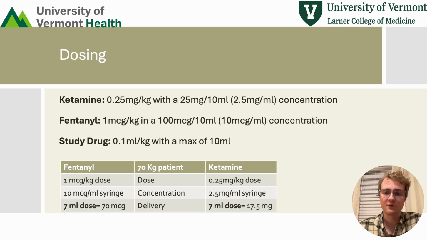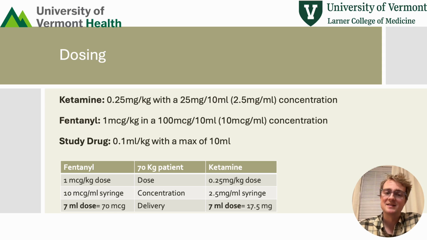The pain study drug is formulated to deliver the correct amount of fentanyl or ketamine based on the patient's weight, in line with our current Vermont EMS protocols. So the study drug dose is 0.1 milliliters per kilogram, up to a max of 10 mLs. If it's ketamine, the study drug is concentrated at 2.5 milligrams per milliliter of ketamine, which means the patient will be getting 0.25 milligrams per kilogram. If it's fentanyl, it's concentrated to deliver 10 micrograms per milliliter, which will deliver 1 microgram per kilogram of fentanyl.